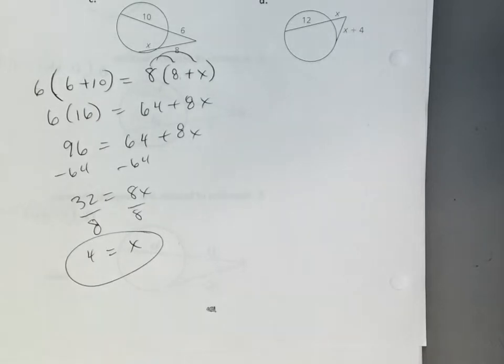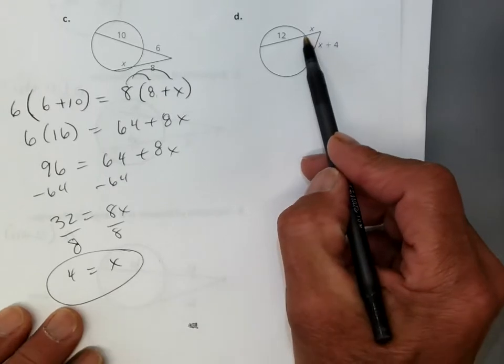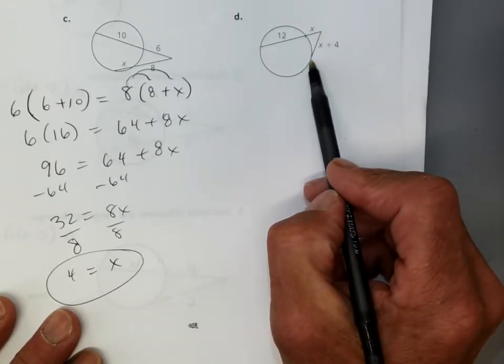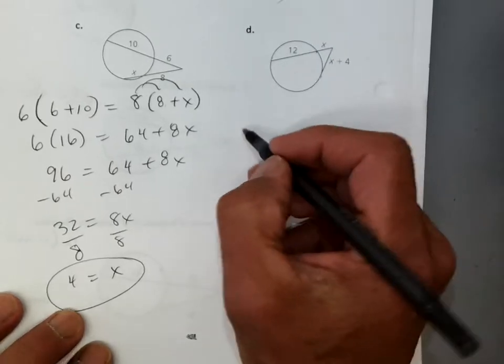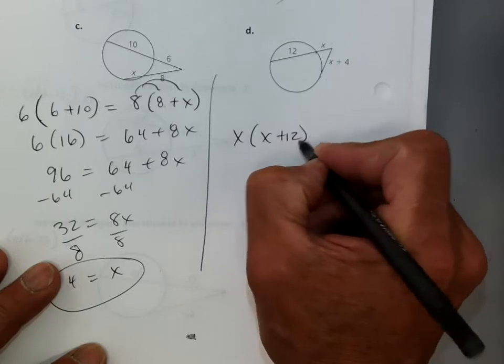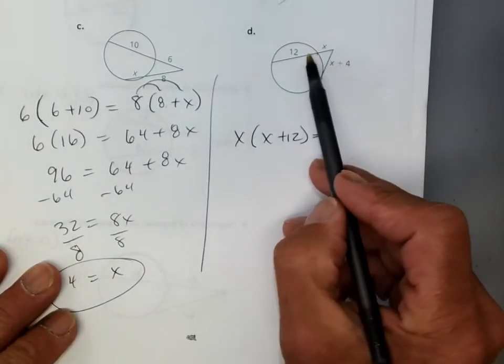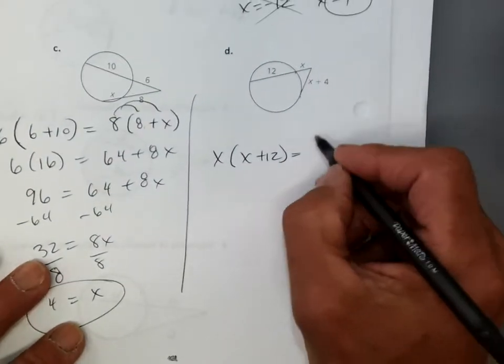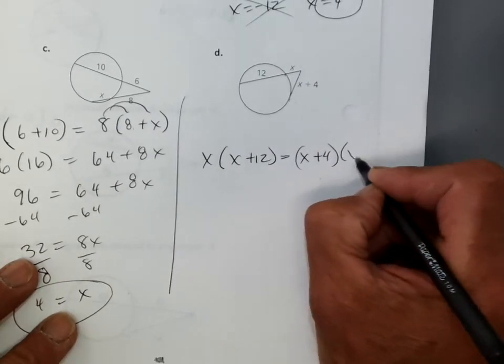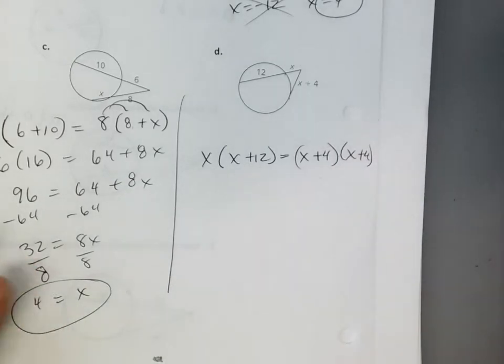So, it's the piece on the outside times the entire piece equals the piece on the outside times the entire piece. So we're going to go x times x plus 12 equals the piece on the outside times the entire piece. Could we just put a square for that? x plus 4 squared. Yes. But then I'd probably rewrite it like this because I have to do the FOIL. Totally correct, Cameron.